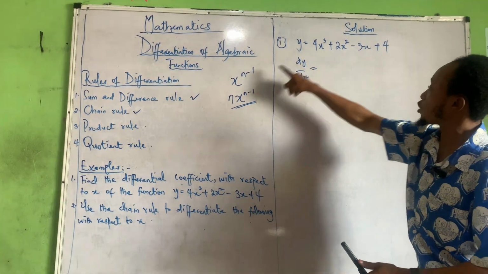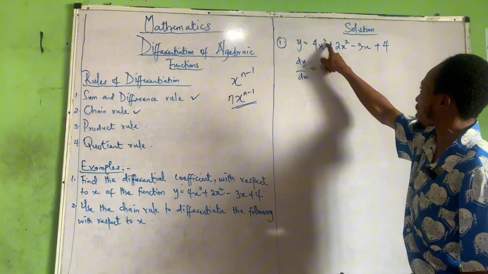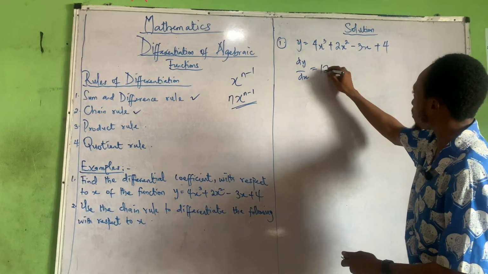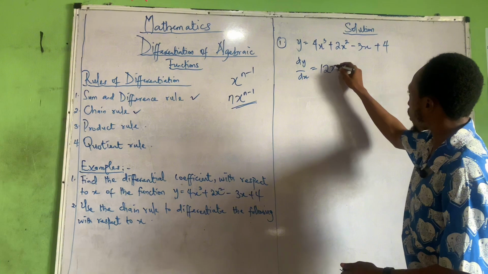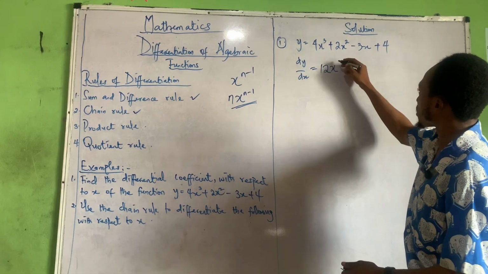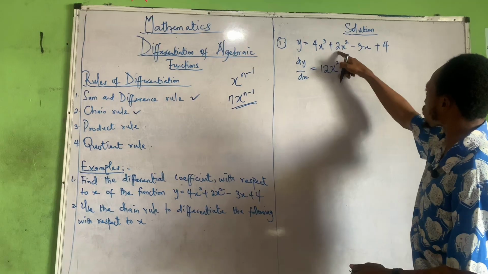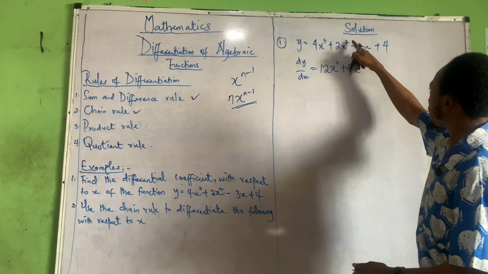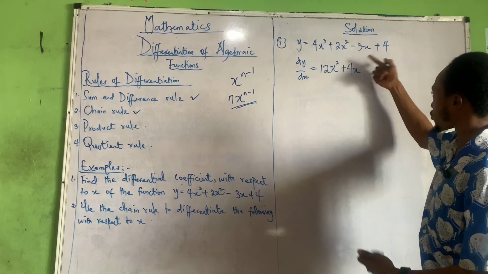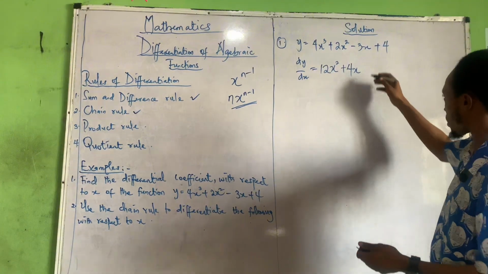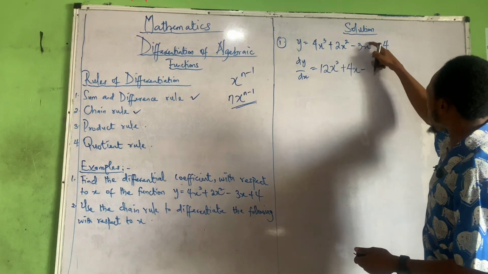So we have 3, don't forget, you are multiplying by the coefficient. So 3 times 4 is 12. Then we have your x, then minus 1 from the power, so that will be 3 minus 1, which is 2. Plus 2 times 2 is 4x, then minus 1 from there, which is 1, but you don't have to write the power 1 because x to the power of 1 is the same thing as x.